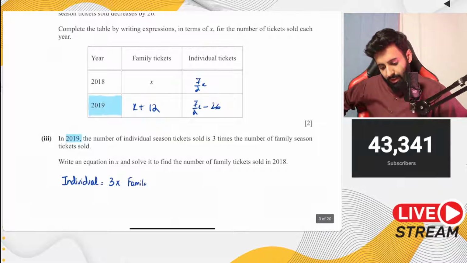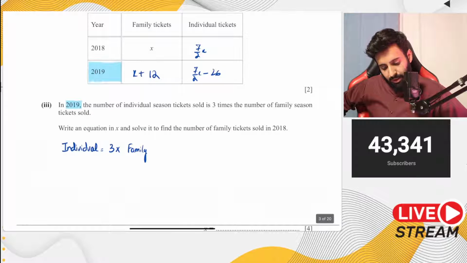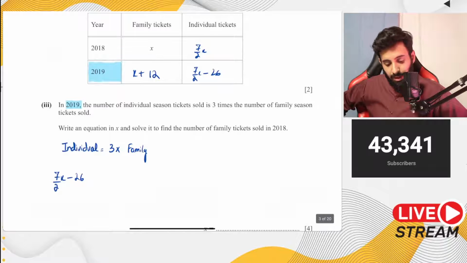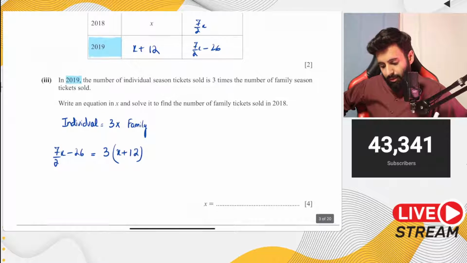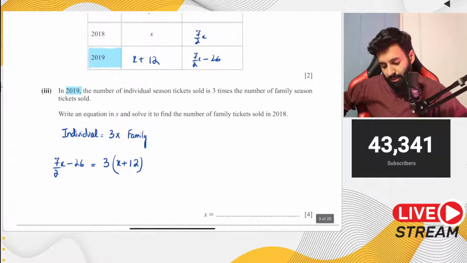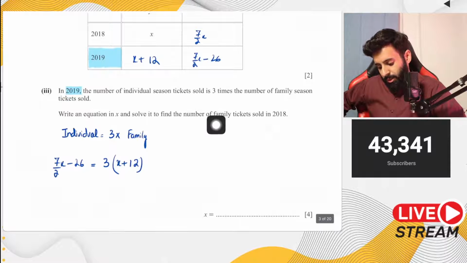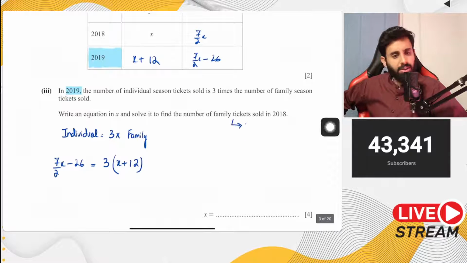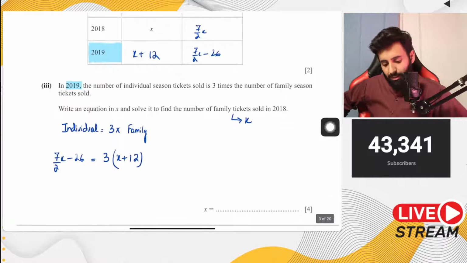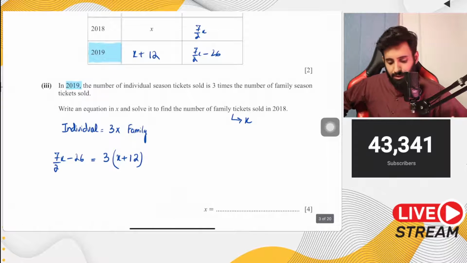So in 2019, what is the number of individual tickets sold? It's 7 upon 2x minus 26. Okay, which according to the question equals 3 times the number of family season tickets sold, which is 3 times x plus 12. Okay, now if you solve this question, you will have the value of x, and be careful, what you have to find out is the number of family tickets sold in 2018, which coincidentally is also equal to x. So that means finding the value of x is as good as finding the final answer.